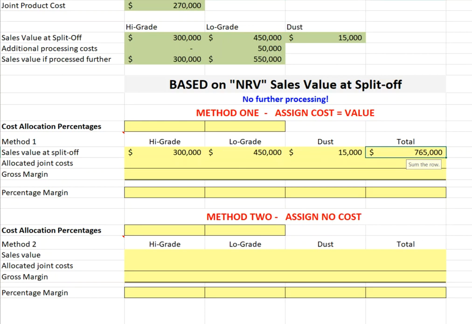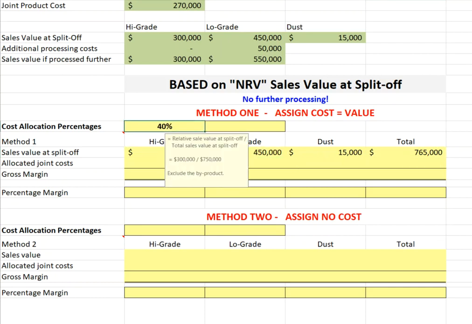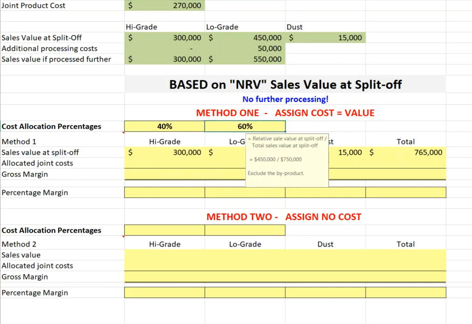Now we're going to allocate cost to the high-grade coal and the low-grade coal based on their relative sales values. The high-grade coal we expect to sell for $300,000 out of the total market value for the two products of $750,000. So we'll allocate 40% of the joint product cost to the high-grade coal. The low-grade coal accounts for $450,000 of our expected $750,000 in sales value at the split-off point, or 60%. So we allocate it 60% of the cost.